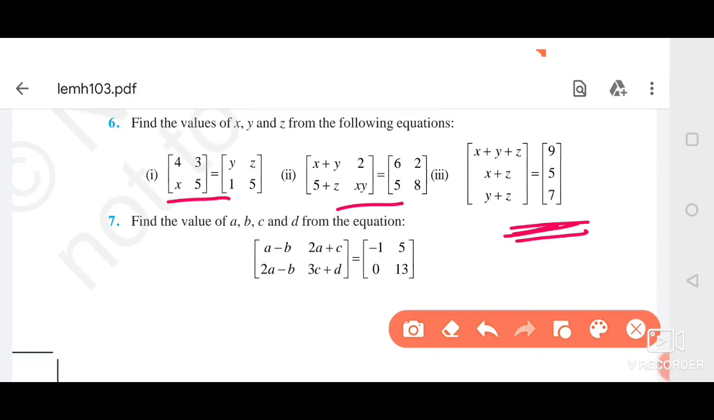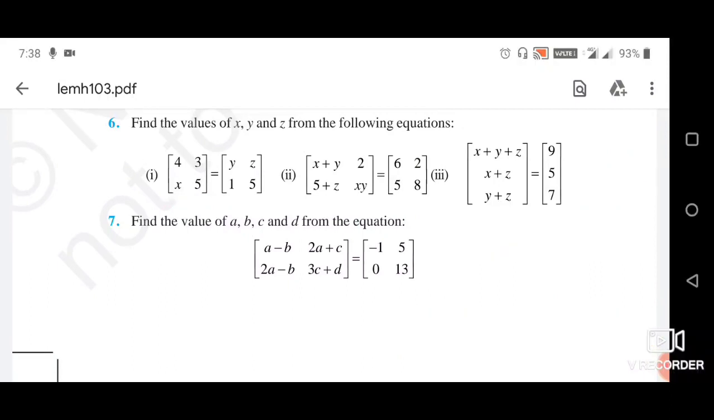This matrix is of what order? This matrix is of order 3 by 1. Here we have 3 rows and only 1 column. So in question number 6, for all the questions, the first condition is already satisfied. We have to just compare the corresponding elements of each question to find the values of x, y and z.